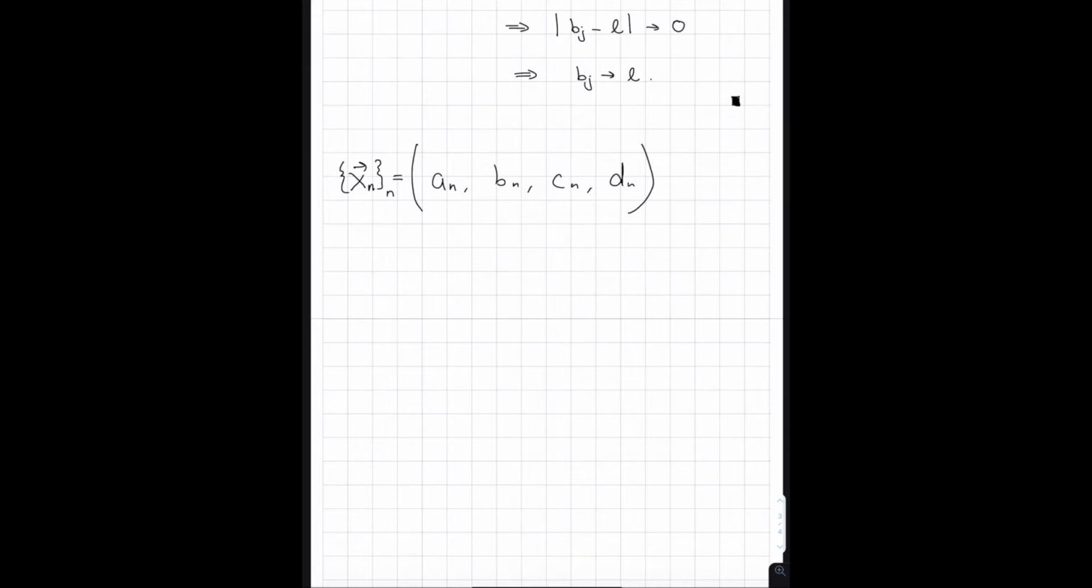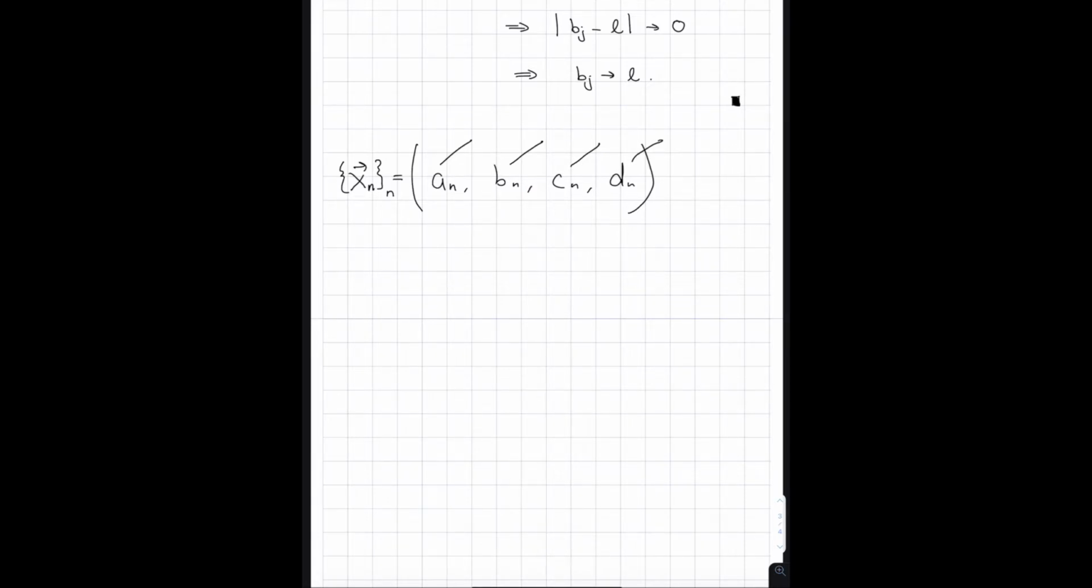So as of right now, let's say A of n diverges, B of n diverges, C of n diverges, and D of n also diverges. But the sequence is bounded. So what we need to prove is that each one of these sequences must converge, or there exists a subsequence of x of n that converges.